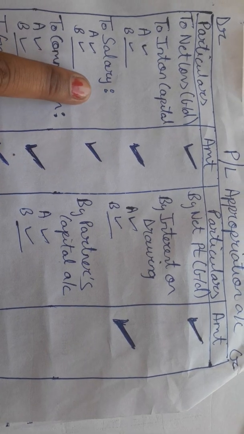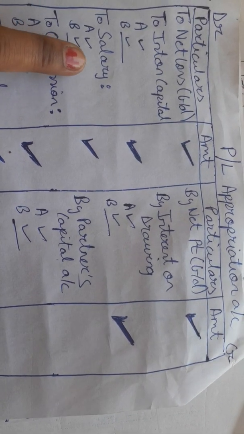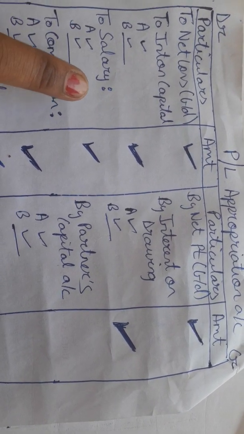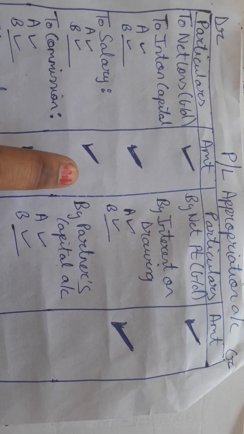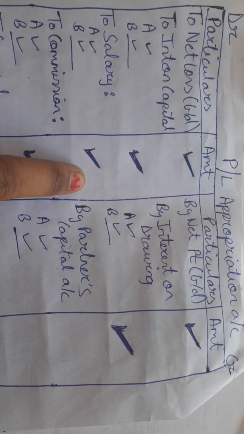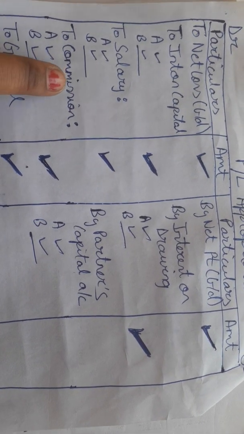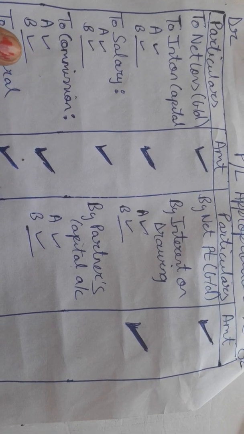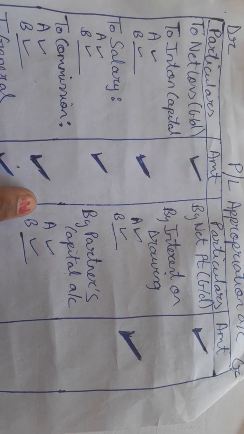Similarly, salary given by firm to the partner. Let's say A was given 20 and B was given 30. So 20-30 will be written in particulars column and 50, the total amount, will be written in amount column. Same thing goes with commission. A and B, let's say 10-10, so 10-10 individually will go to particulars column, and 20, the total amount, will come in the amount column.